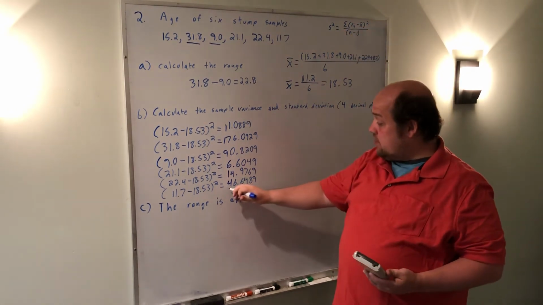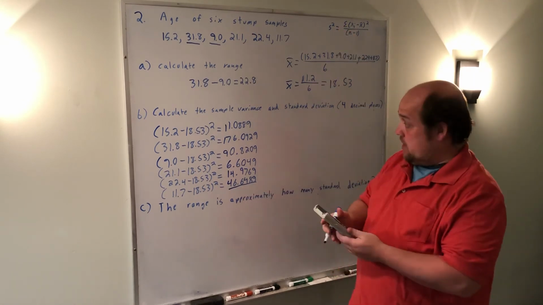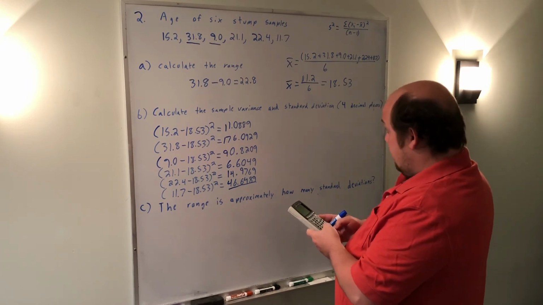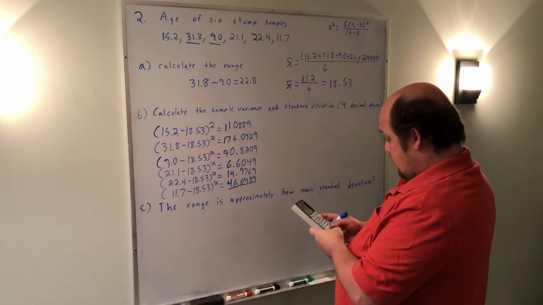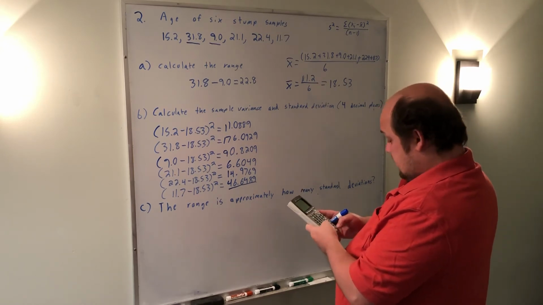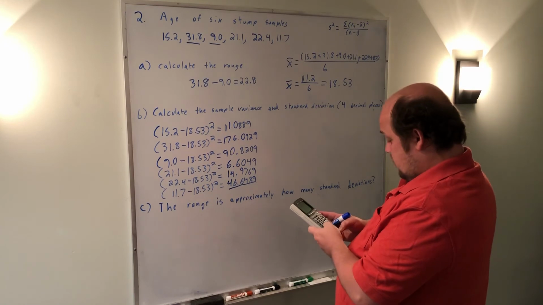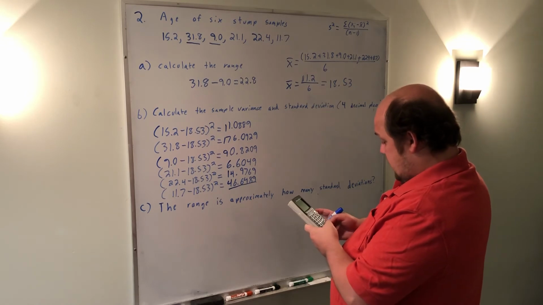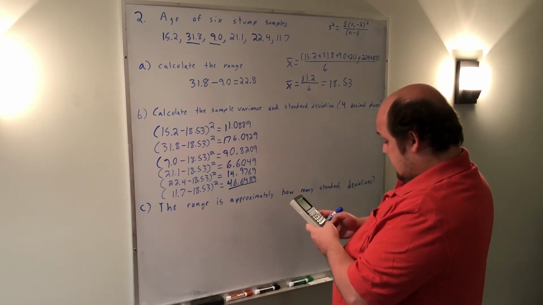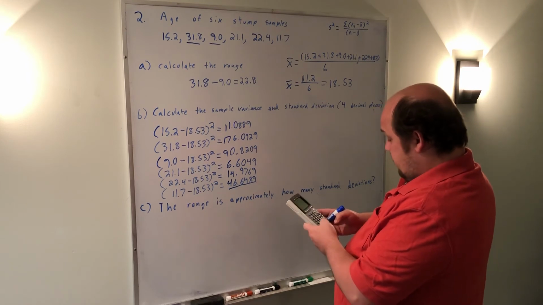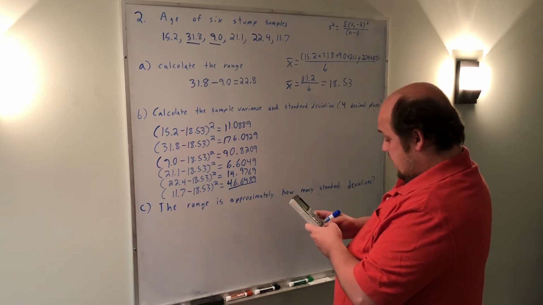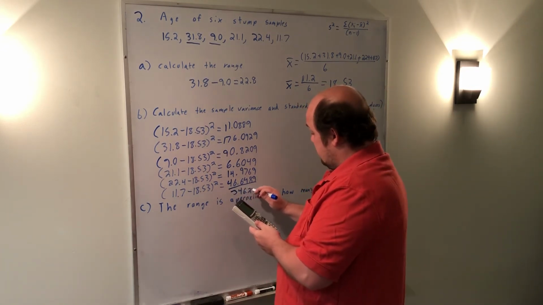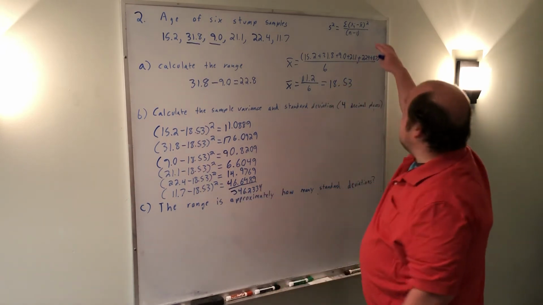When I add these all together to get a total, I'll have the top of my formula. So I'm going to add together 11.0889 plus 176.0929 plus 90.8209 plus 6.6049 plus 14.9769 plus 46.6489. When I add all those together, I get a total of 346.2334. Again, that's the top of my equation.